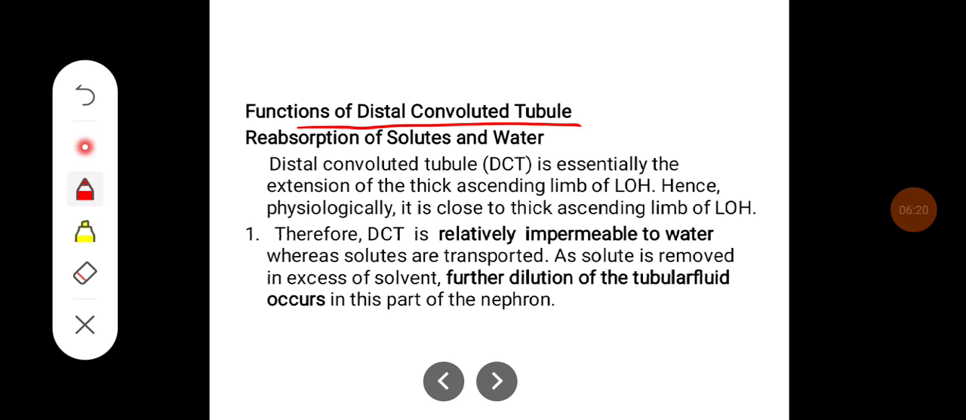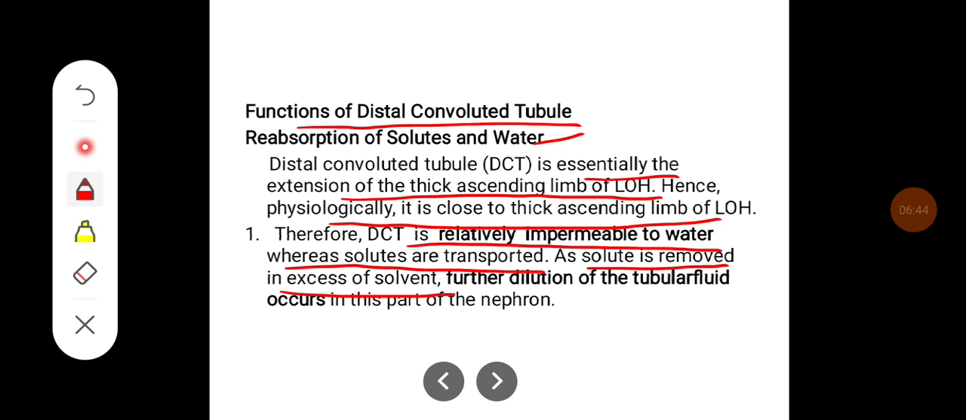Then functions of the distal convoluted tubule. Reabsorption of solutes and water. The distal convoluted tubule is essentially the extension of thick ascending loop of Henle. Hence, physiologically it is close to thick ascending loop. Therefore, the DCT is relatively impermeable to water, whereas solutes are transported. As solute is removed in excess of solvent, further dilution of the tubular fluid occurs in this part of the nephron.